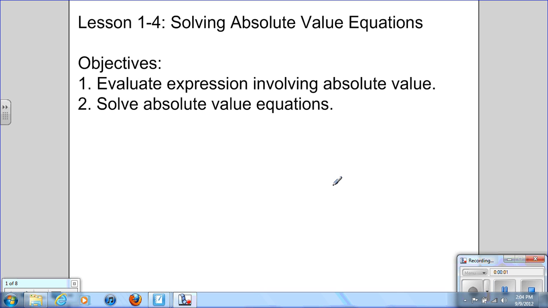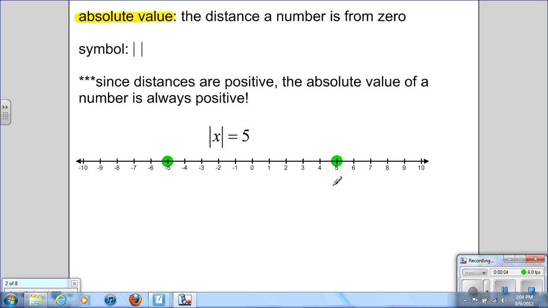Lesson 1-4, solving absolute value equations. The absolute value of a number is the distance a number is from 0. We use the two parallel vertical bars for the symbol. And since distances are positive, the absolute value of a number is always positive.